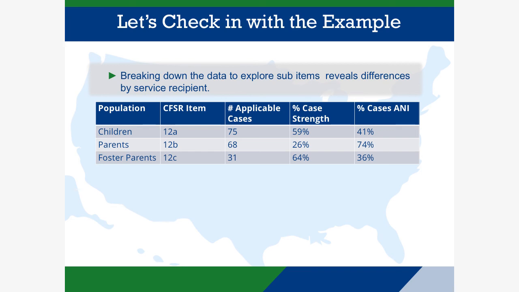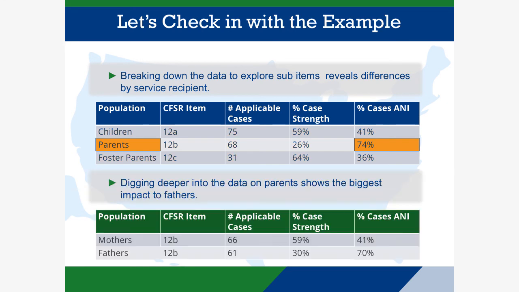Now it's time to check in with our example. As shown in the brief, the team collected data from the statewide CFSR. In a broad view, CFSR Item 12, Needs Assessment and Services, was identified as an area for improvement in a majority of cases. When exploring this data further, they noticed a trend among cases with parents. With this revelation, the state team has some information that helps them understand the scope of the problem and who is most affected. Disaggregating the data allowed the team to take it one step further.